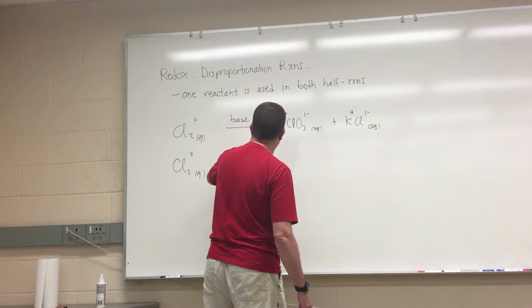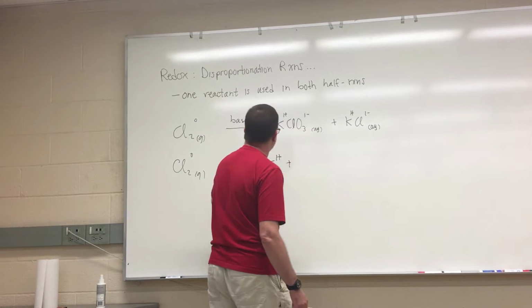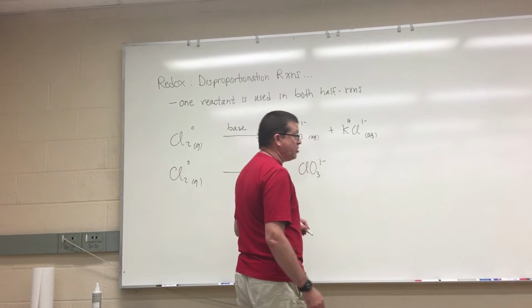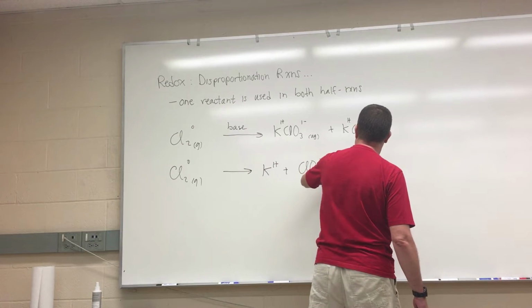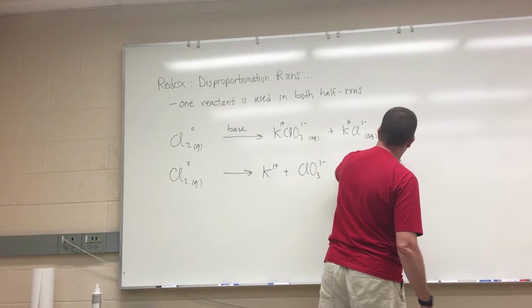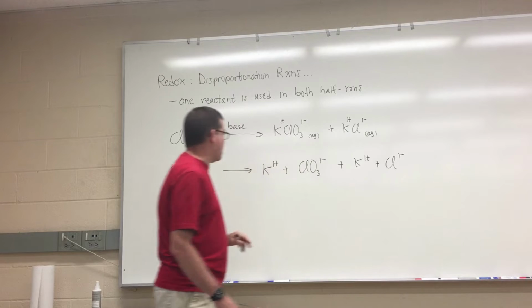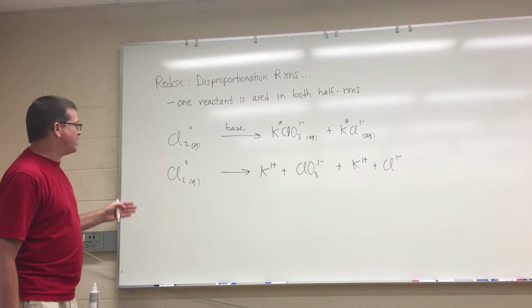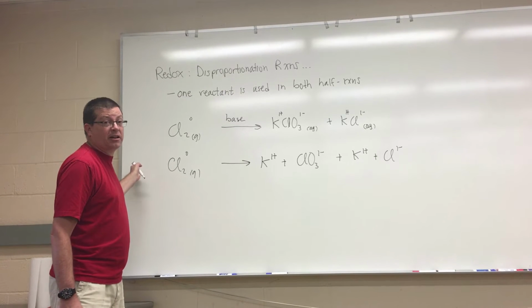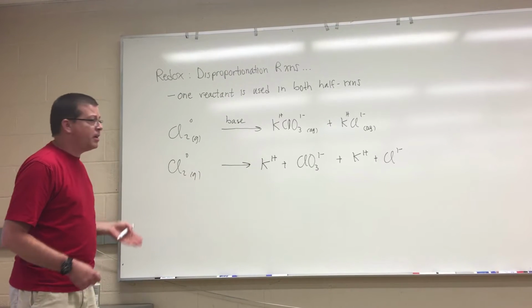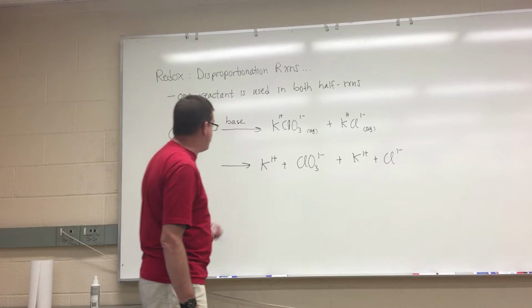Once we assign the charges, we see how we can break these things apart. I'm going to get a potassium ion in solution and a chlorate ion in solution. Keep those charges in there. Another potassium ion in solution, and a chloride ion in solution. All of those are in aqueous solution. Now we look at this and recognize there's no potassium ion on the left, so that tells me it has to be a spectator. It's not part of the redox reaction, balanced or unbalanced.